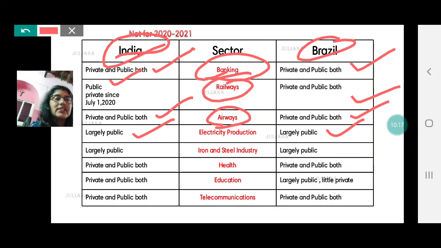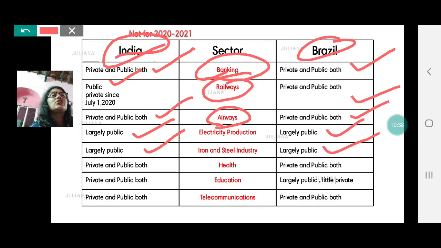Now we need to understand that these industries are mainly public. The reason is because it requires huge investments, and so private people do not have that much investment. What about iron and steel? Largely public, though we do have a few private like Tata Industry.